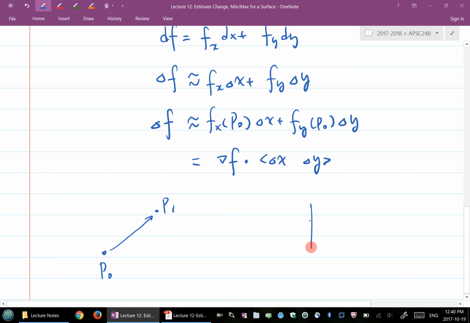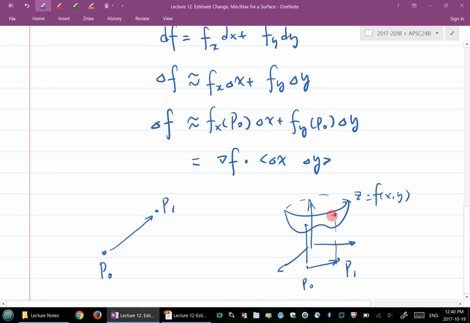So basically, you have a surface z equal to f of x, y here, and then this is P0, this is P1, for example. So that's what happens. You go from P0 to P1, and then what's the change correspondingly on the surface z there? Okay. So that's another way to look at it.